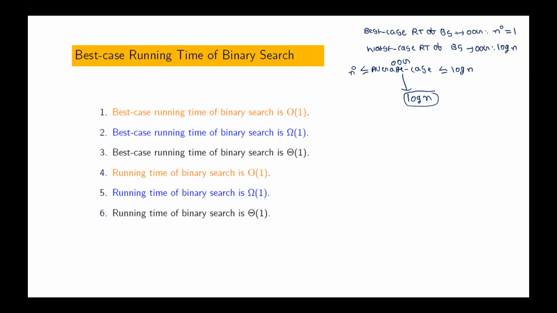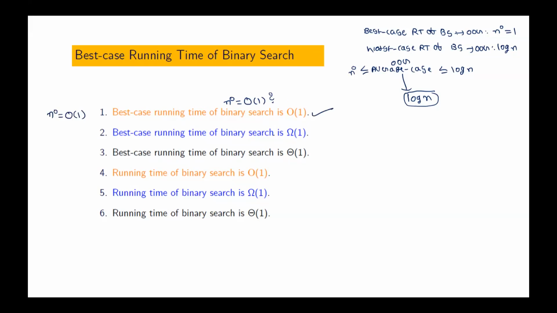What is the order of growth in the best case? N raised to 0, n power 0. Once you know that, what they are asking is simply: is n power 0 the same as big O of 1? Is n power 0 big O of 1? Is that true or not? True, sir. We discussed the same thing for linear search. So it is correct.